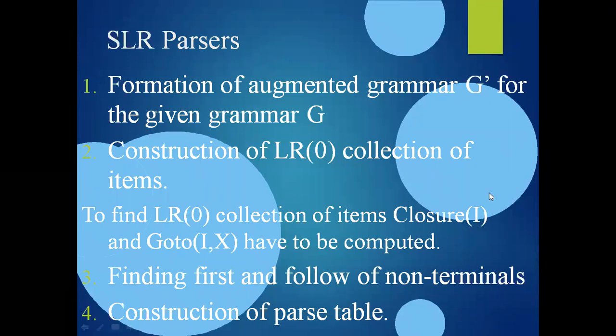Major role in the construction process is these two functions. Initially, closure of I is very easy to define. And to construct the goto function, it takes some time. Why? Because if the grammar is simple, it is very easy to implement this goto function. If the grammar is complex, it takes more time to implement. So computations of these 2 are the major part in the construction of the SLR parsers. Closure of I computation is very easy compared to the goto function.